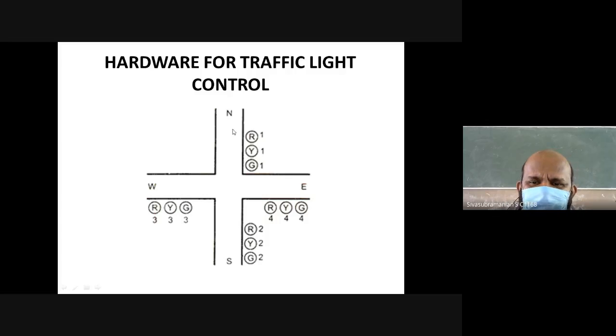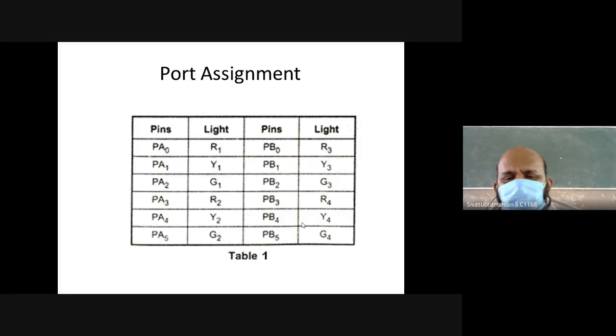And each of the directions is represented with a numeral, right? North is represented as R1, Y1, G1, south is represented as R2, Y2, G2, west with R3, Y3, and G3, and east with R4, Y4, and G4, right? Now, when we say that there are three ports available in our peripheral, namely port A, B, and C, right? And out of those three ports, one of the ports is again subdivided into an upper port and a lower port.